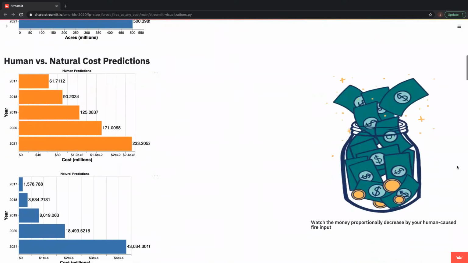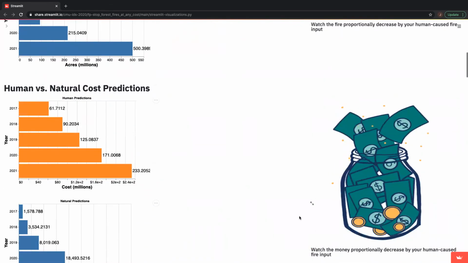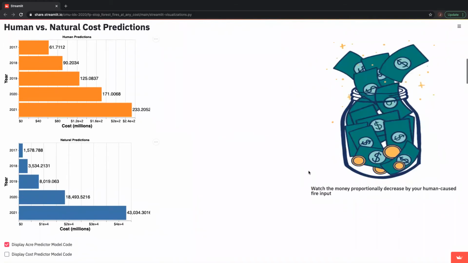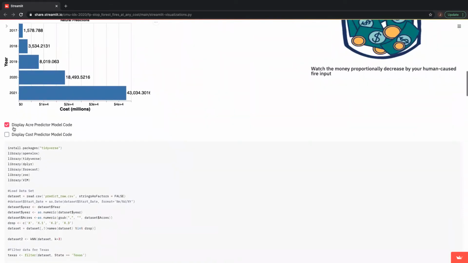We implemented the same model for the cost predictions, where the user is able to manipulate the entries at the top of both charts, and the manipulation will change the predictions for the future cost, and in turn will be visualized by the changing size of our GIF to the right. Below, we have two radio buttons that display our predictor model code, which is primarily written in R.